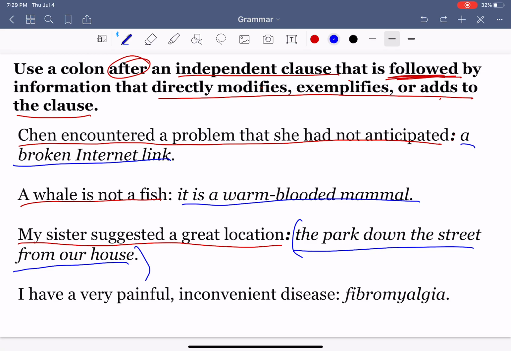And a tip, when it comes to writing essays and stuff like that, it makes you seem really smart when you use colons, because not a lot of people know the rules for colons.